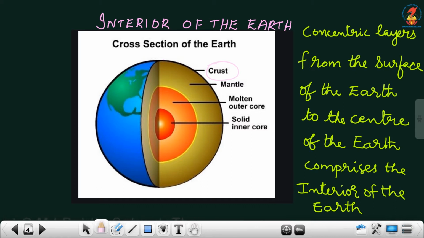Then, just below the crust, you can see the mantle. And the third layer is the core. The core is divided into outer core and inner core. The outer core contains molten magma, whereas the inner core is solid.